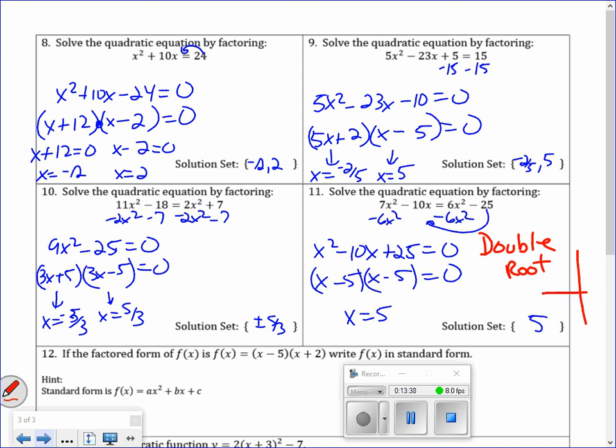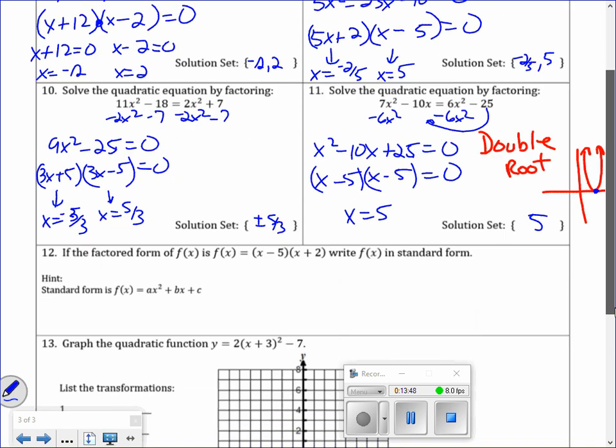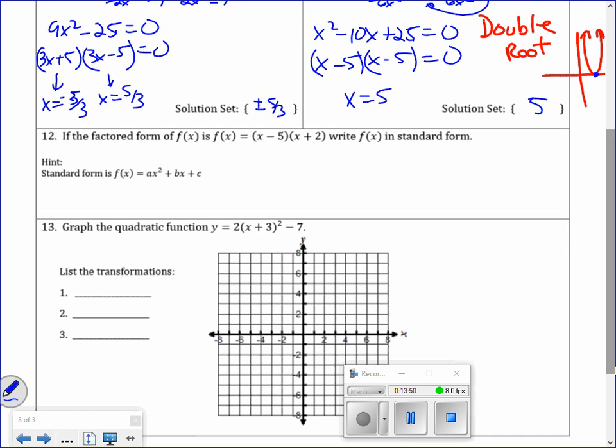So what's happening is on the graph, it's coming down, touching at 5, and going right back up. It's not passing through the x-axis. That's a double root when it bounces off and goes back. All right, last couple problems here. Number 12, wanting this in standard form. So standard form is when everything's multiplied out. It's not in factored form. So I need x times x. I got x squared, and then plus 2x, minus 5x, minus 10. So f of x, if it's in standard form, is x squared minus 3x minus 10.